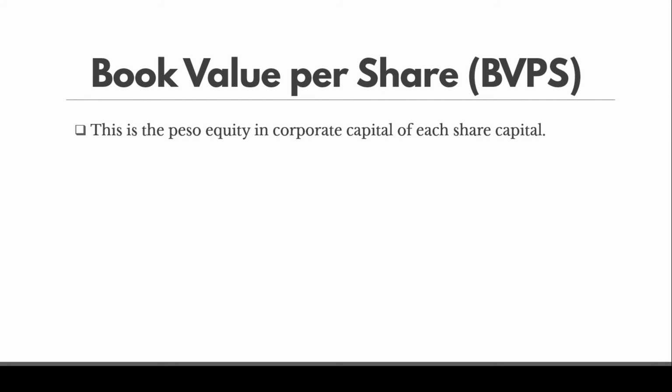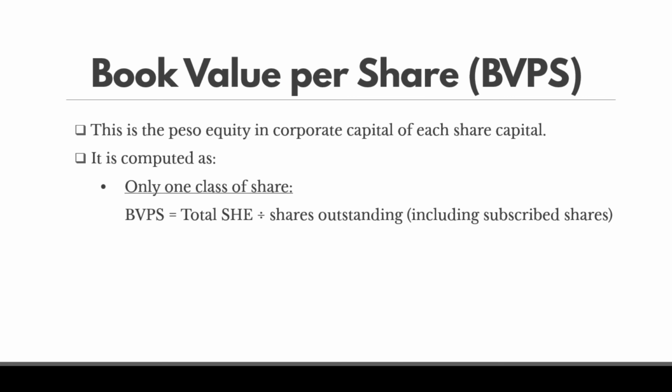Now, normally, kino-compare din si book value per share sa market value. If the book value per share ay mas mataas sa market value, ibig sabihin, yung stocks natin ay undervalued. Kaya pag tumaas yung BVPS, it is perceived that the stocks are more valuable and therefore the market price should also increase. Okay? So how do we compute ba for the book value per share? So kung isa lang yung ating class of share, di ba? We will just divide the total shareholders' equity by the number of shares outstanding, including subscribed shares.